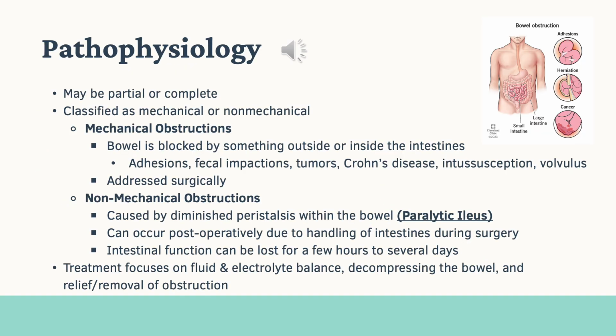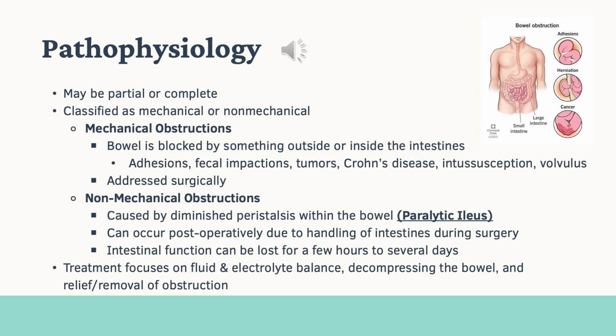All right, so now let's talk about the pathophysiology of intestinal obstructions, otherwise known as a bowel obstruction. These conditions can be classified as either partial or complete blockages, and they're further categorized as either a mechanical or a non-mechanical obstruction. A mechanical obstruction occurs when the bowel is physically blocked, which can happen due to adhesions from previous surgeries, fecal impactions, tumors, strictures caused by things like Crohn's disease, intussusception, or volvulus. In these cases, surgical intervention may be necessary to resolve the obstruction.